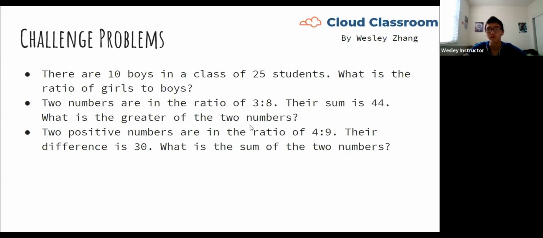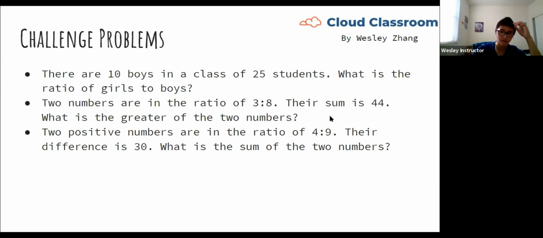And two positive numbers are in the ratio 4 to 9. Their difference is 30. What is the sum of the two numbers? So to get the difference, we want to subtract 9 minus 4 to get 5. So that's our difference. And for this one, you can pick, and I will set up 4 on one side. So 4 to 5 is my ratio. And then I want to get the 5 into a 30 because that is the difference. So I multiply each number by 6. So 4 times 6 is 24, and then 5 times 6 is 30.